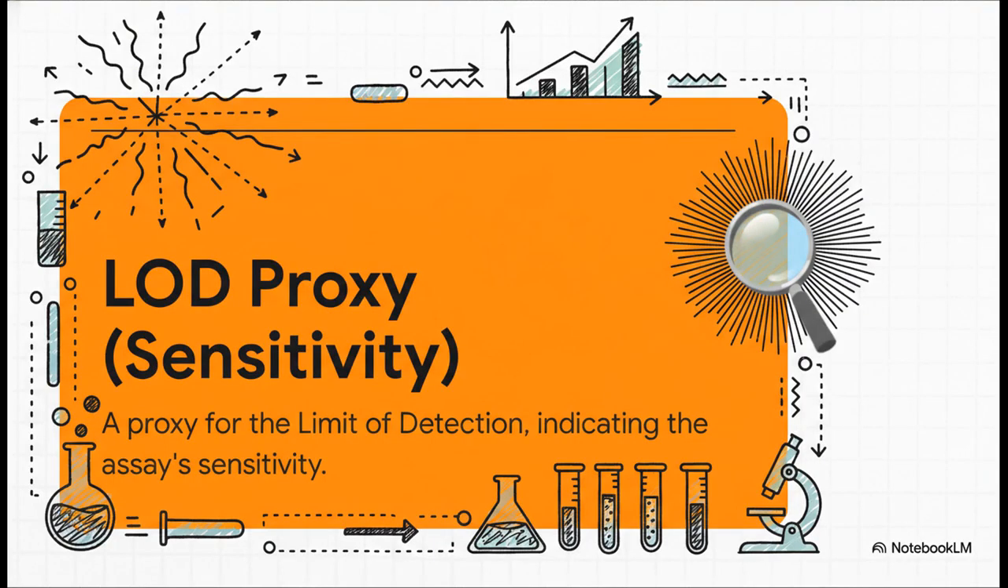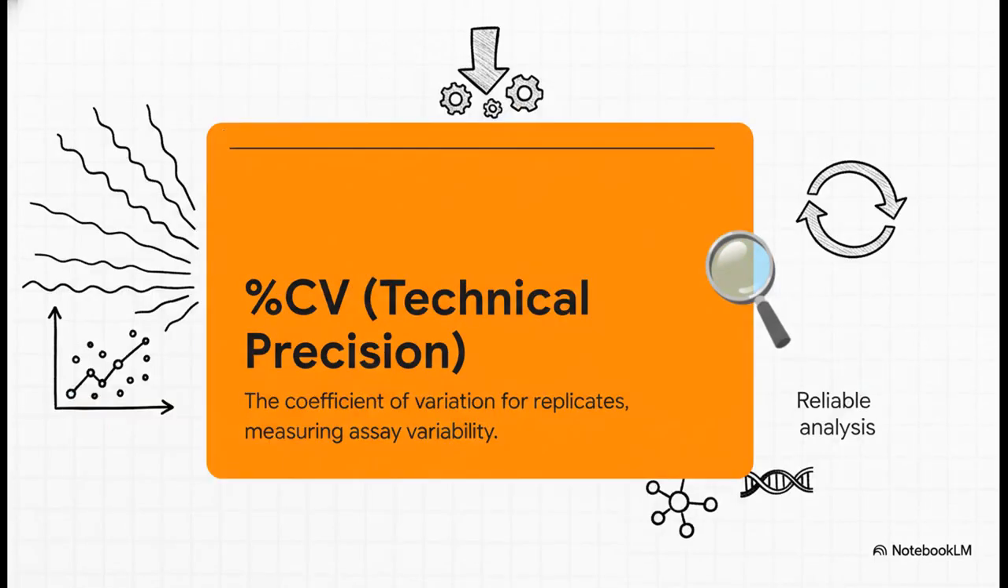Next up, sensitivity. Look, running a full validation is way too slow when you're in the middle of development. So we use a proxy for the limit of detection. This gives us a reliable snapshot of how sensitive our assay's getting as we tweak things like antibody concentration or incubation time. Technical precision is absolutely non-negotiable. We measure it with the percent coefficient of variation, or percent CV. Here's the deal. If your replicates vary by more than, say, 15%, your data is just too noisy to trust. Any optimal result you think you found could just be random chance. This metric keeps your science honest.